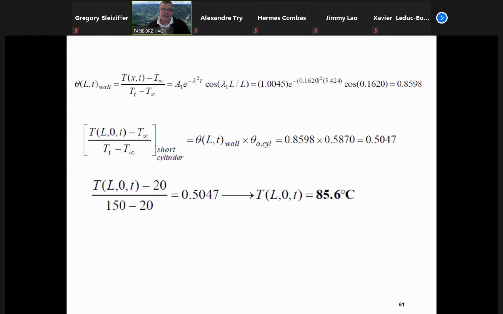Only for a given geometry: cylindrical, spherical, and plane wall. If the geometry does not have a similar shape as this one, then you are in trouble. If you are trying to apply it for an egg, an egg is not cylindrical, an egg is not spherical.